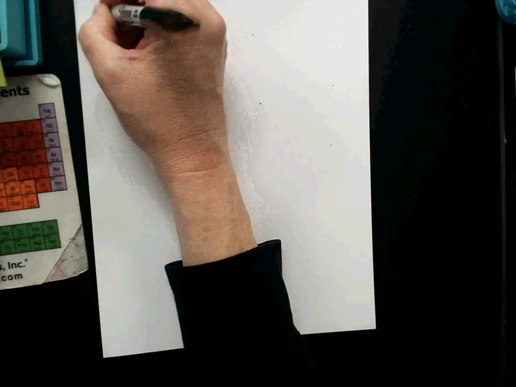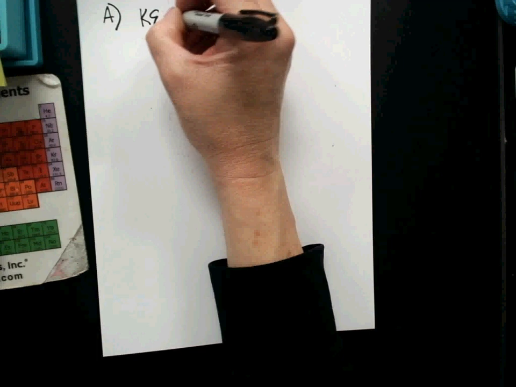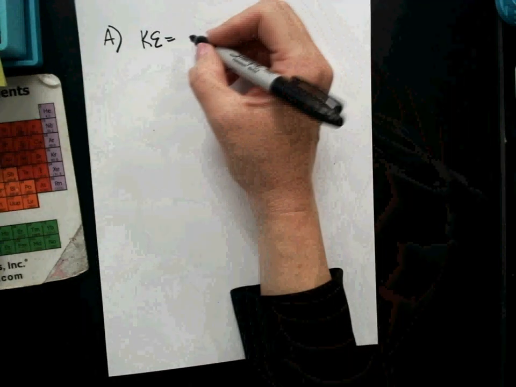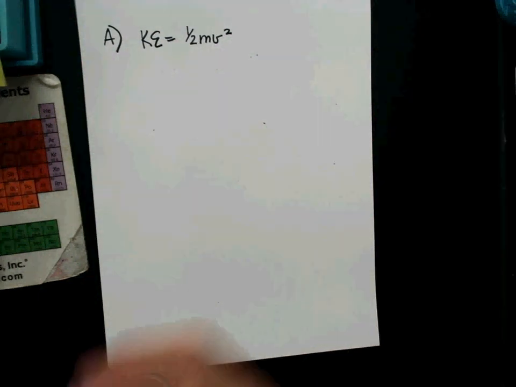Let's look at part A first. A 7-kilogram bowling ball moves at 3 meters per second. How much kinetic energy does the ball have? That's really nice and straightforward. So it's asking me about kinetic energy. So I know I'm going to use 1/2 mv squared.